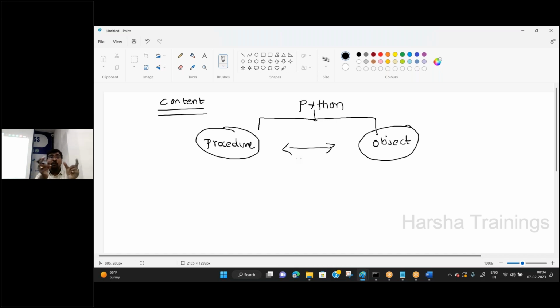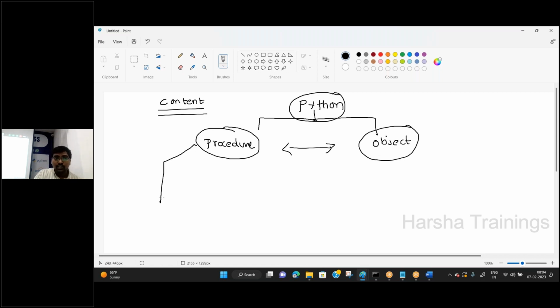But if you have both procedure-oriented and object-oriented, whatever we have done by using C language and whatever we have done by using Java language, all the things are covered by using Python. Then there is no need to use two languages. Only one language is sufficient. It covers both procedure and object. Okay. Now, what are the things that we are going to cover?